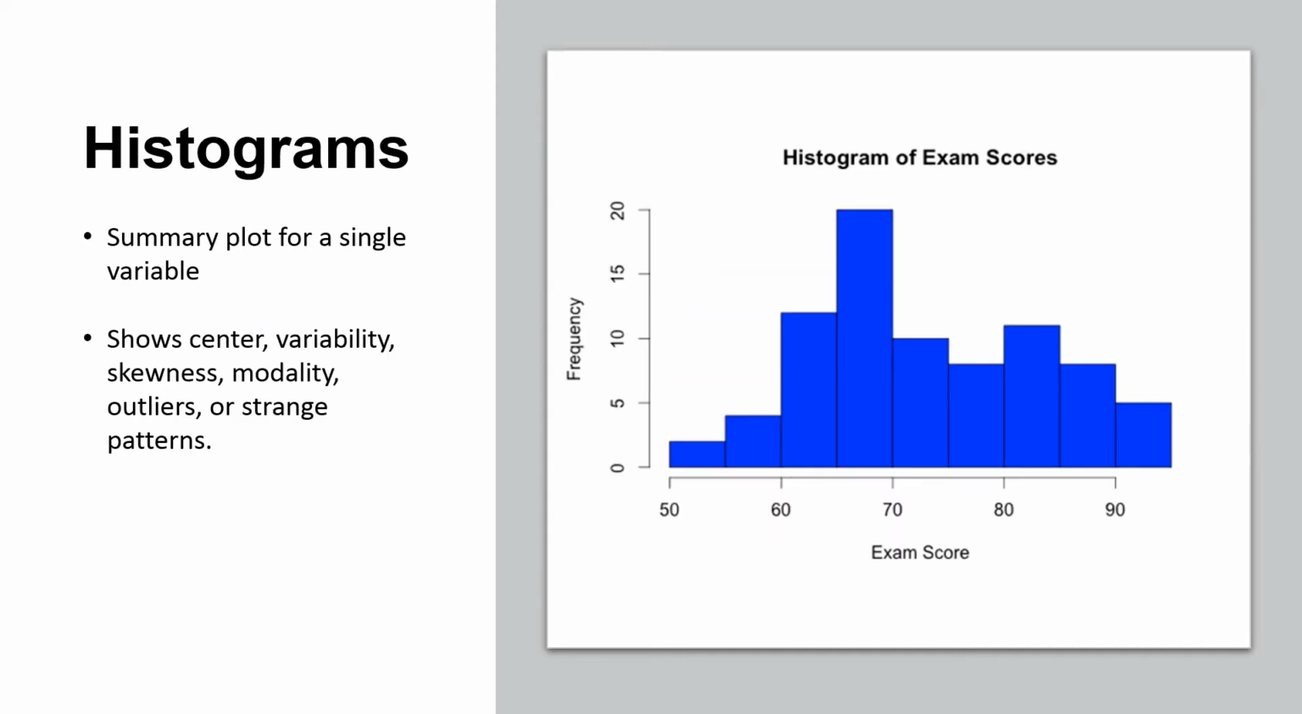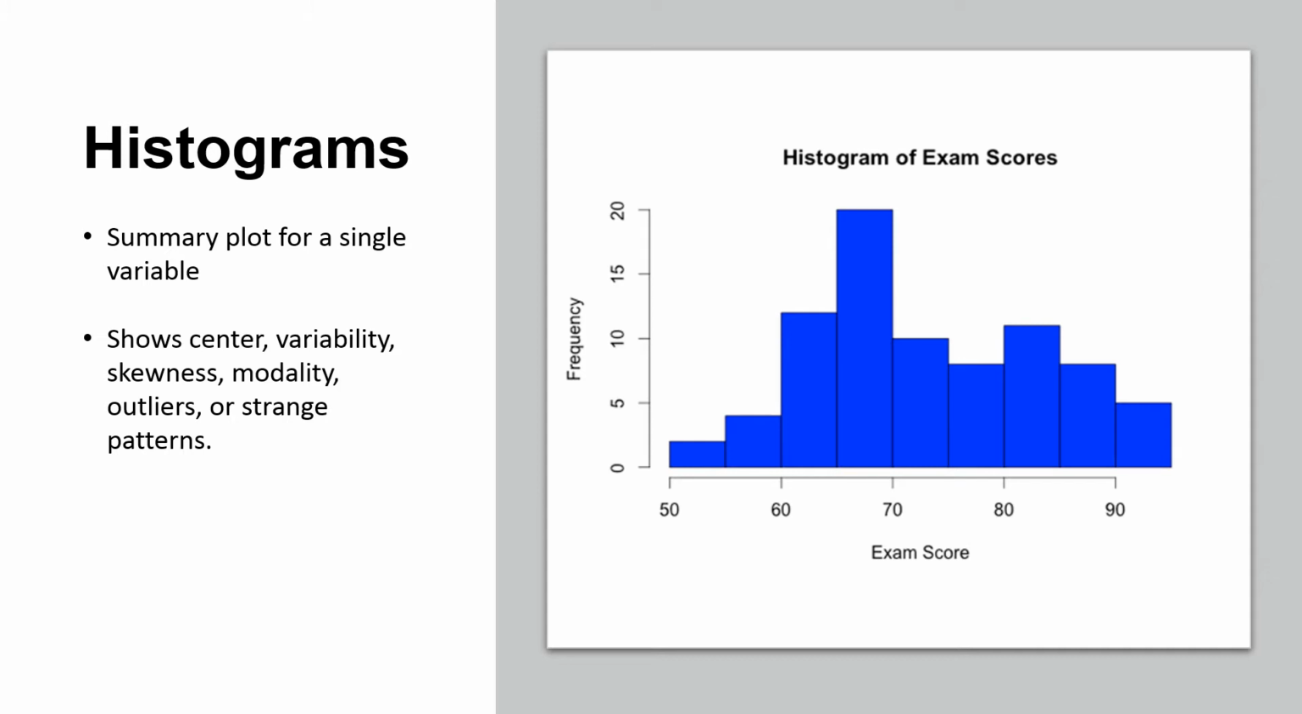Next, we will discuss a few basic graphs to chart quantitative data. A histogram is a summary plot for a single numerical variable. It shows the distribution of the data, giving some sense of basic characteristics of the data, including center, variability, skewness, modality, outliers, and possibly other patterns.